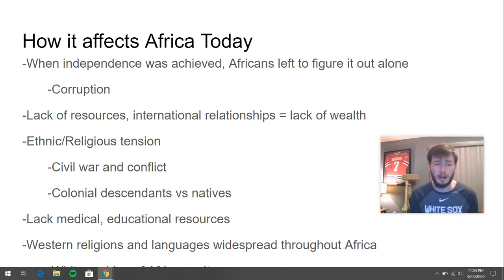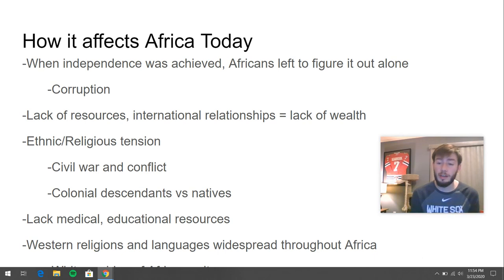It also leads to problems of colonial descendants versus natives. So another example, this is in South Africa. You have the Dutch settlers. So they were from Europe, right? Their family heritage is from Europe, but they live in South Africa and they're white, but their nationality is African. So they're African, but their skin color, their race is white.